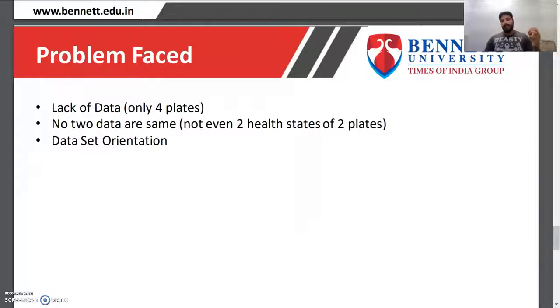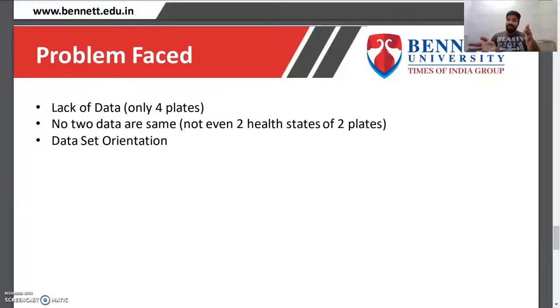Now the problem set, as you have already noticed, is that there were only 4 plates, right, and 1 validation plate. Since there were only 4 plates, we increased the amount of data with 5 states. So each plate has 5 states, that will be a total of 20 states, right? Now this total of 20 states has a specific amount of data, right?